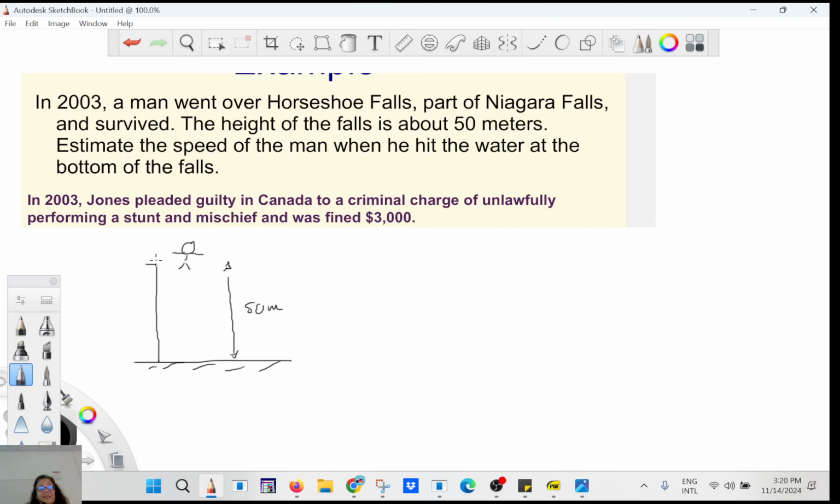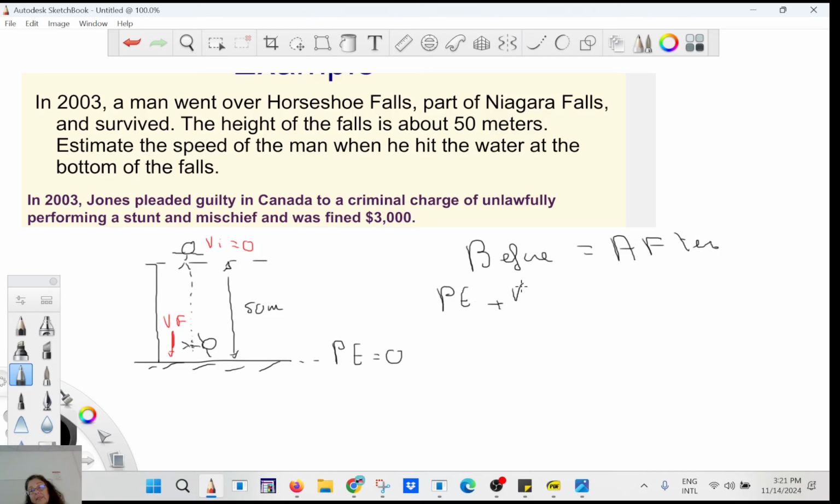So 50 meters here. You can decide that here your potential energy equals 0. So he will be in free fall. Here he has some final speed. Initial speed equals 0 here. So before equals after. Potential energy before plus kinetic energy before equals potential energy after plus kinetic energy after. So before there is no kinetic energy, and after there is no potential energy.